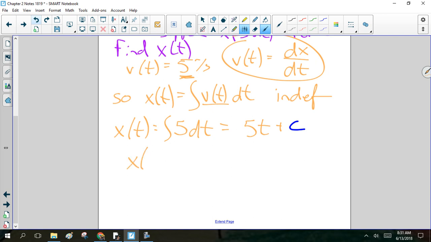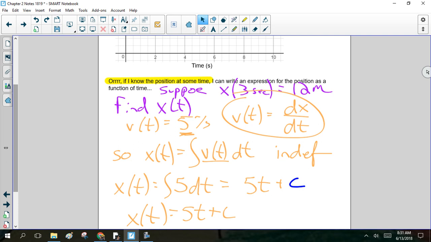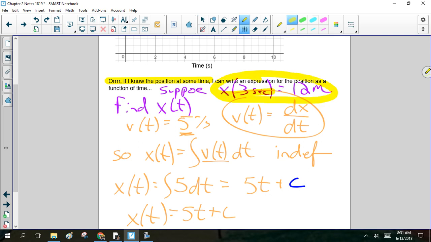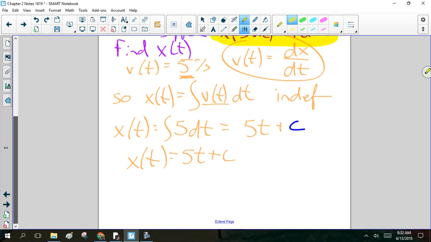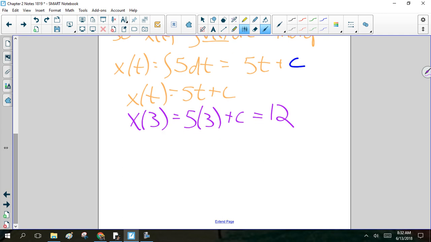We know that our position at time t is 5t plus c, right? So now is when we use that given information. Remember, I told you that after 3 seconds, our position is 12. Our position after 3 seconds is the same as 5 times 3 plus c, and it's 12. So that's 15 plus c is 12. Subtract 15, c is negative 3.